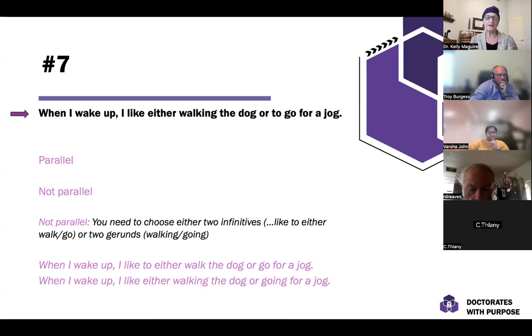So I did have a couple of samples here. When I wake up, I like to either walk the dog or go for a jog. When I wake up, I like either walking the dog or going for a jog. So there are options. And I think that you guys are kind of picking up on that.